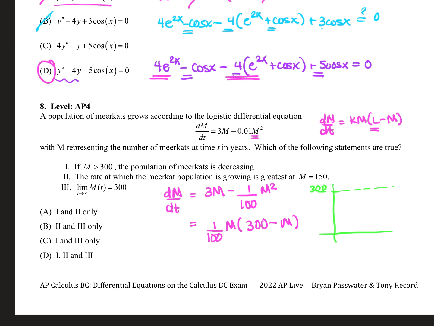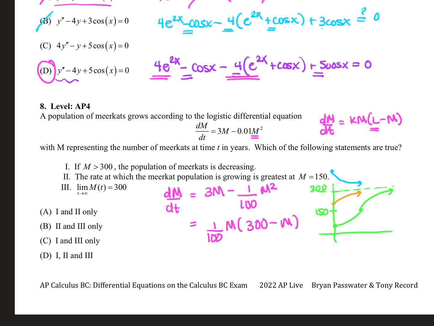We know that it'll grow the fastest at half the carrying capacity. It does not give us our initial condition, but if our initial condition started below half the carrying capacity, it would increase at an increasing rate until that point, and then it would increase at a decreasing rate. If it was above half the carrying capacity, it would increase at a decreasing rate. And if it starts above the carrying capacity, it's going to decrease at an increasing rate.